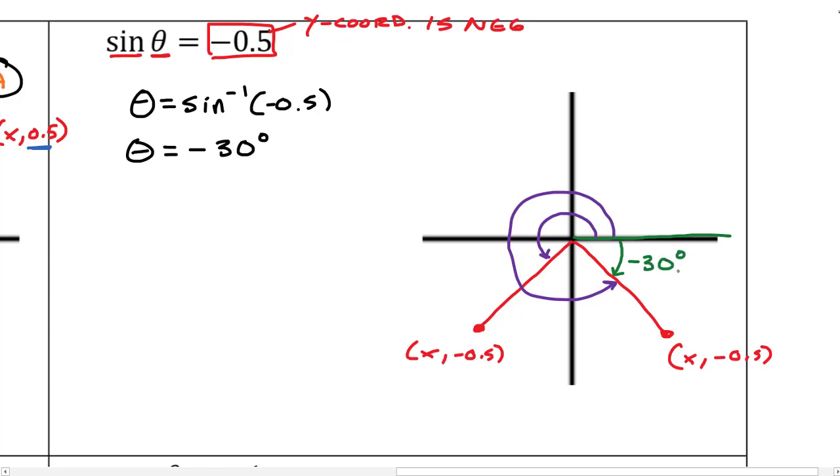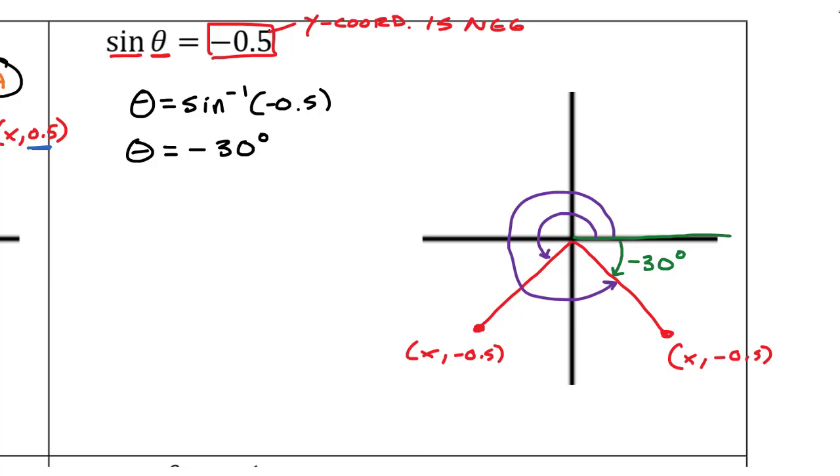It ends up where I wanted it to be, right there in that quadrant. So you could say negative 30 degrees does give you that point. That's true. What we are looking for, though, are the two positive angles between 0 and 360. So negative 30 is below 0. We don't want that in our final answer. Now, the calculator doesn't know that.